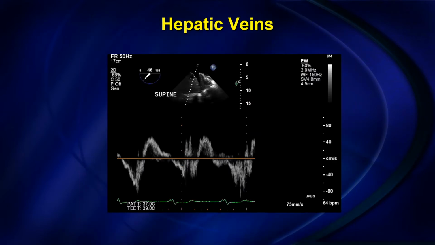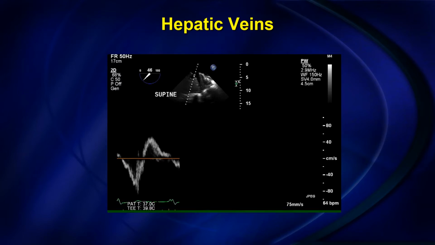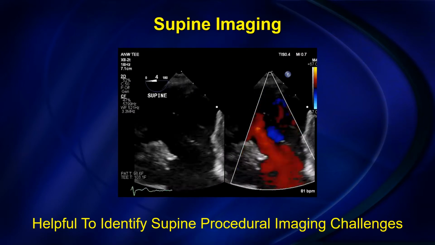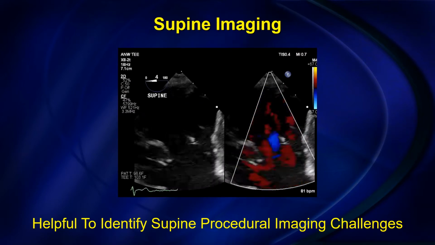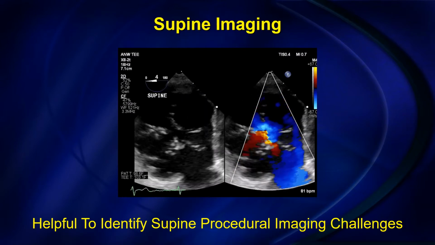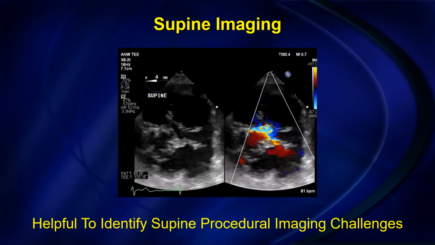Hepatic veins can be interrogated by TEE to show systolic flow reversals. And I recommend some supine imaging be performed during screening exams to ensure that imaging does not deteriorate significantly with a change to supine positioning, which will be the position of the patient in the procedure.